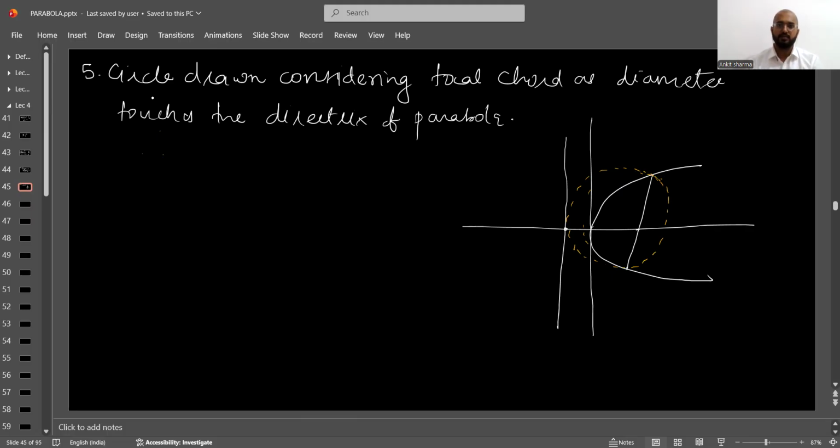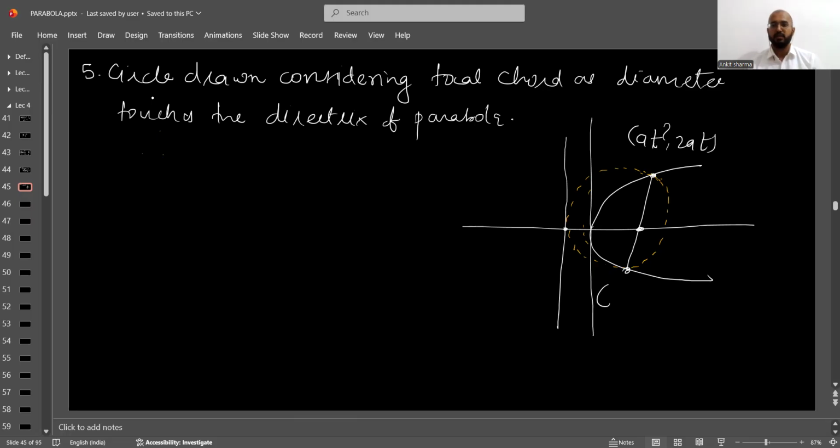Now, don't be influenced by my diagram because it looks like this is touching exactly at the foot of the directrix on the axis, but that need not be true always because it might touch here also. It depends what kind of focal chord I have. Now let's prove this one also. So I know from this result that this point is (at square, 2at). So if I know one end of the focal chord, then I know the other end.